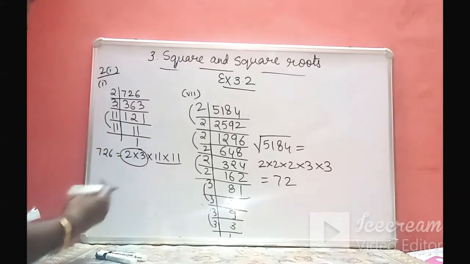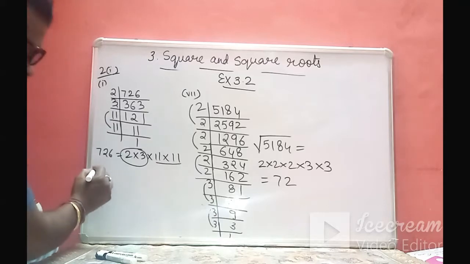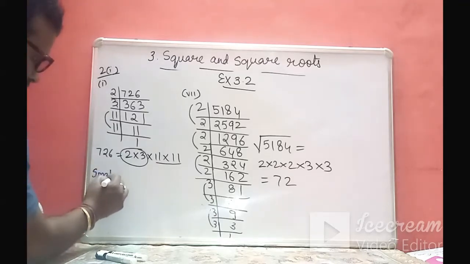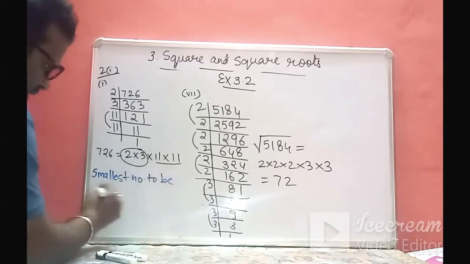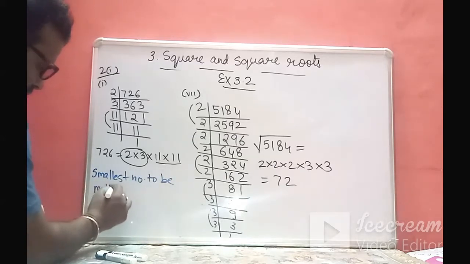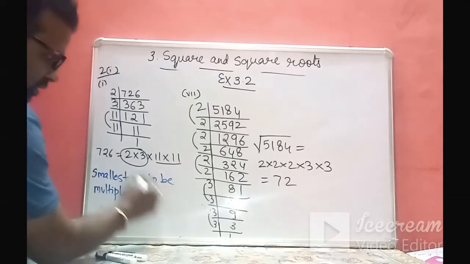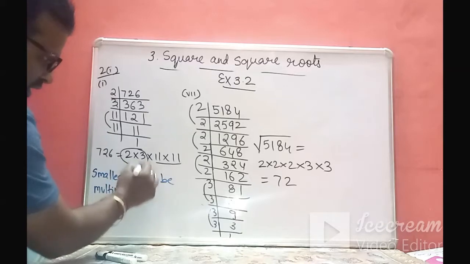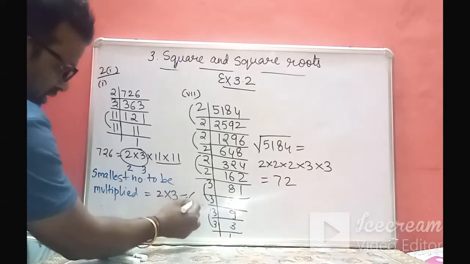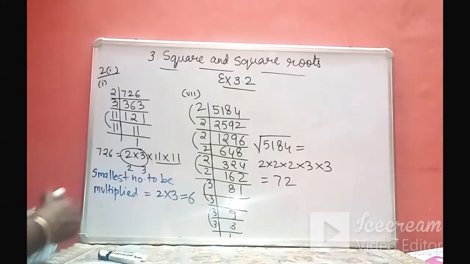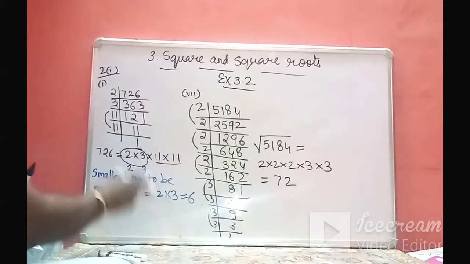So if they are not having the pair, we can say that the smallest number to be multiplied, what numbers do we have to multiply? Well, a 2 should be there and a 3 should be there, that is 2 into 3, so the answer is 6. This is the smallest number by which this 726 should be multiplied so that it becomes a perfect square.